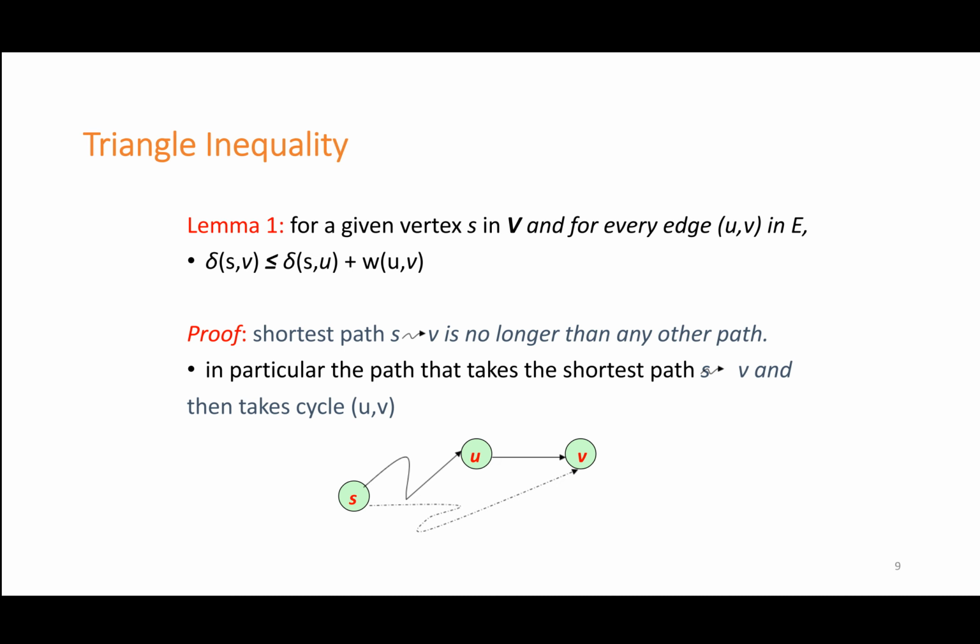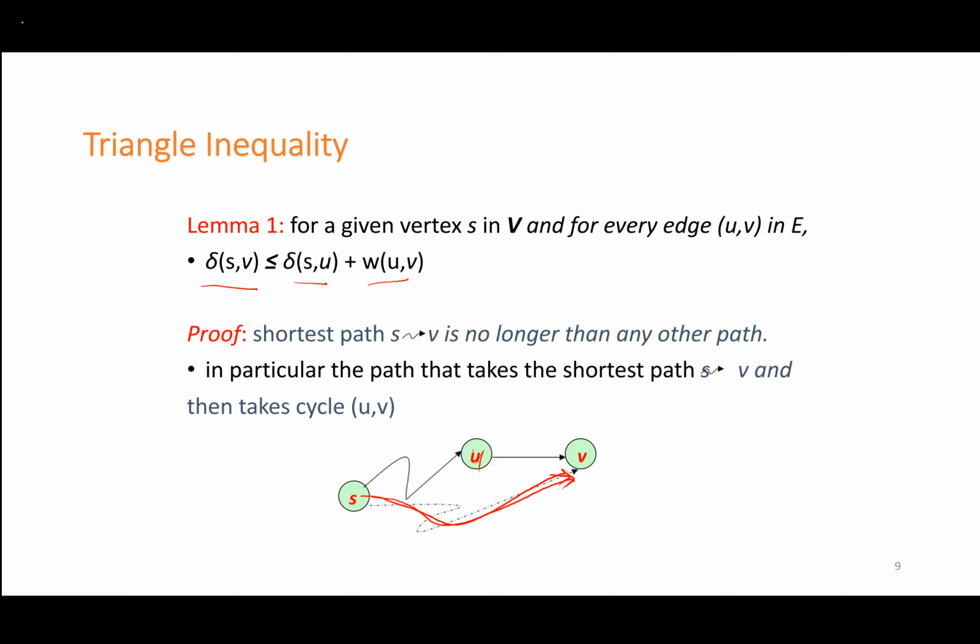The second property, which we use a lot, corresponds to the triangle inequality. For a given vertex S in V, and for every edge UV in E, the shortest path from S to V is smaller than or equal to the shortest path from S to U plus the edge weight. This corresponds to the optimal shortest path of S to V. If you have another path going through U, then the shortest path should be smaller than if we use this U.